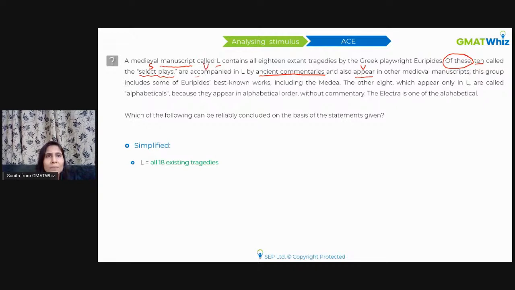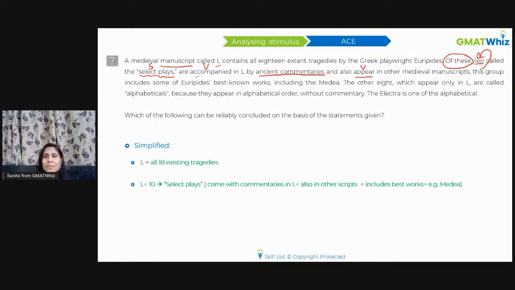So there is one verb here, okay, and then we have these select plays appear in other medieval manuscripts as well. So apart from L, they also appear elsewhere, okay. And then further information about this group. This group again refers to these 10 called select plays. Includes some of Euripides' best known works. So includes, it's not that all of Euripides' best works are there in these 10. These 10 includes some of Euripides' best known works, and one of these works is the Medea.